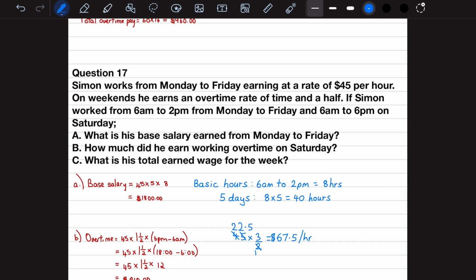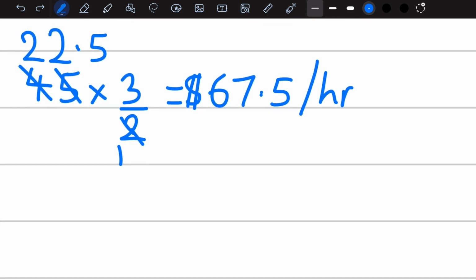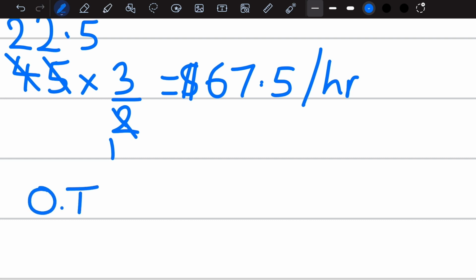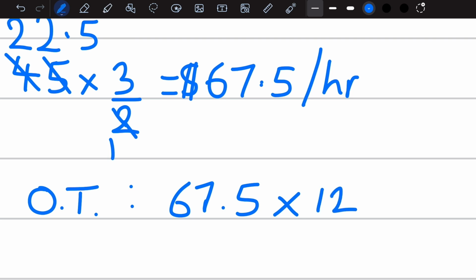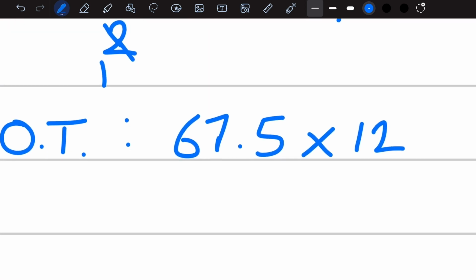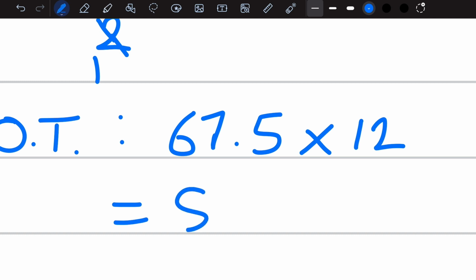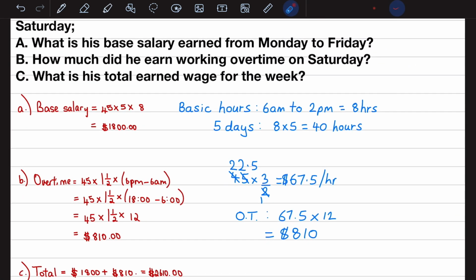Right, how many hours did he work on Saturday? Saturday it's 6 a.m. to 6 p.m., so that's 12 hours. So we simply multiply. We best put OT for overtime. 67.5 multiplied by 12, and we should get the same answer, yes. This is equal to $810. So we're going to add that to our basic or base salary to get a total.